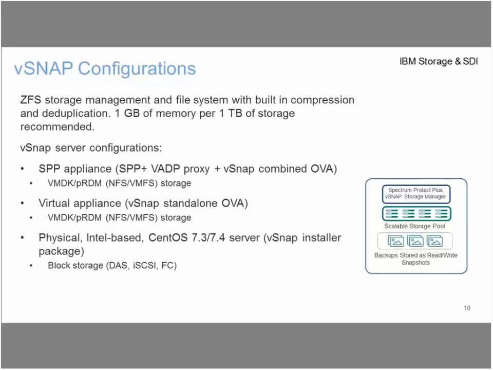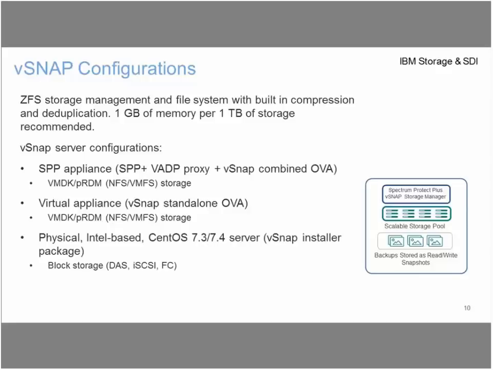The first is the combined Spectrum Protect Plus appliance, right? That has the Spectrum Protect Plus software, the VADP proxy, and the vSnap all combined into a single OVA or VHD.